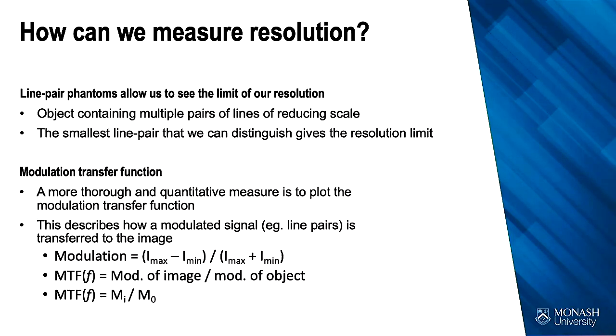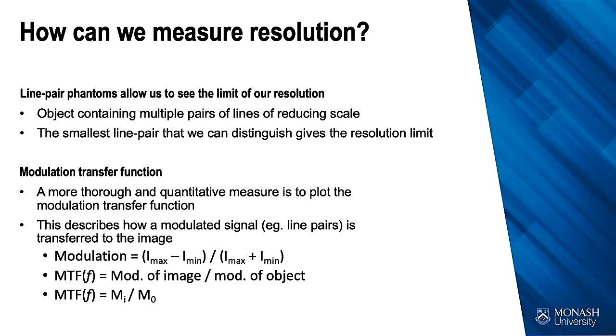All right, so we use the line pair phantom. It allows us to see the limit of our resolution. And the smallest line pair that we can distinguish gives our resolution. That's a kind of qualitative thing, I guess, because it's not binary. You can't just resolve it or not. You can resolve some things better than others. But it's a good first go. But what's even better is to do something more quantitative, which is what's called the modulation transfer function.